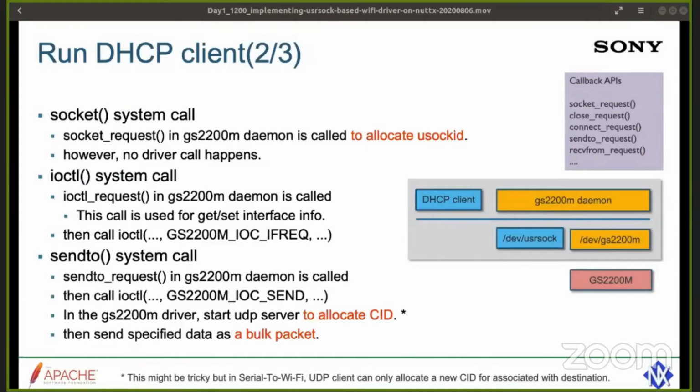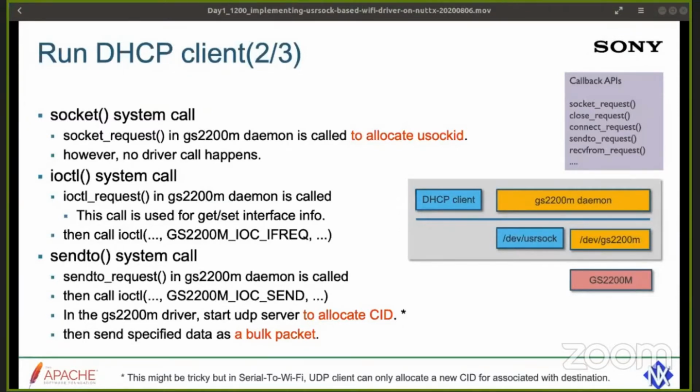This slide shows a more detailed sequence of the system calls. Firstly, when this HTTP client calls the socket system call, then socket request in the GS2200M daemon is called to allocate a USRSOCK ID, which is used inside USRSOCK, but no driver call happens. The I/O control system call is simple. This is used to get and set interface info. The send to system call is not complicated but tricky.